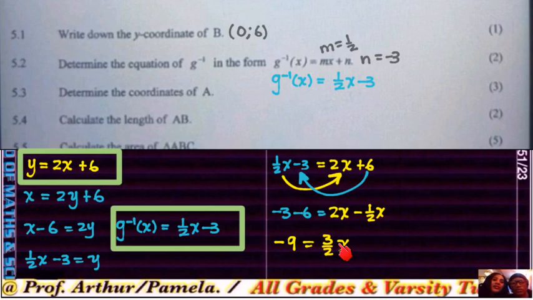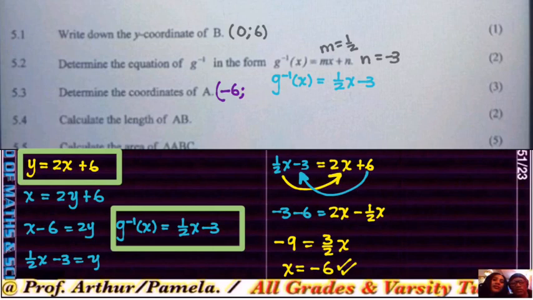You understand that? Divide both sides by 1.5. Divide the 9 by 1.5. You get 6. So I get x equals negative 6. That's the first one. So that means when you're dealing with the coordinates of A, the x is negative 6.